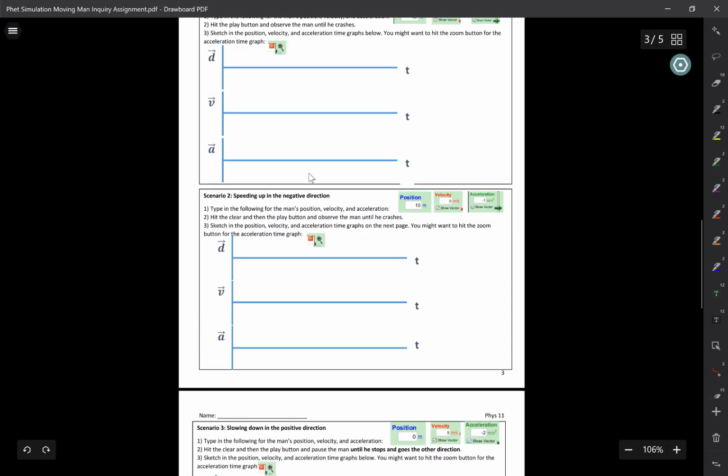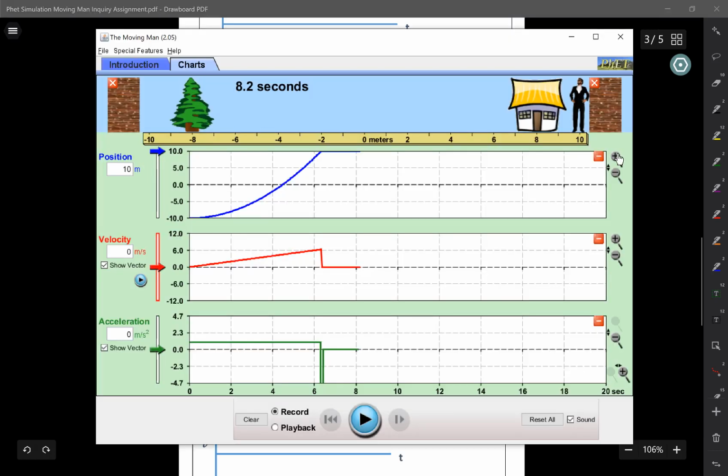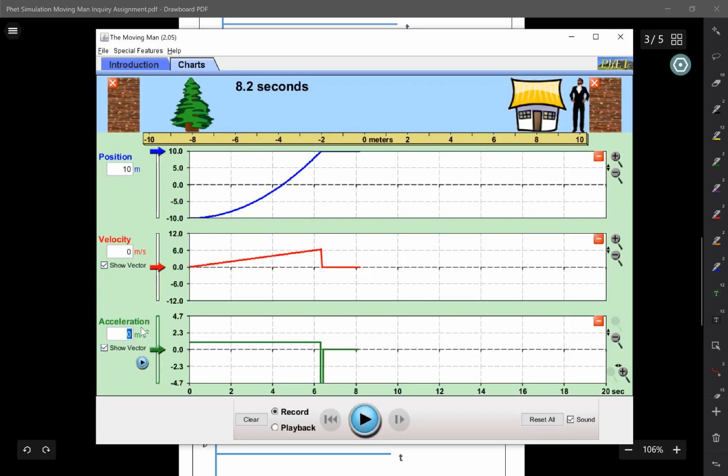Moving on. Scenario 2. We have a different one, speeding up, but it's in the negative direction. So now we're going to type in the following for the man's position, velocity, and acceleration. So we're going to move him all the way to position 10. He's already there. Velocity 0, -1 acceleration. Okay.